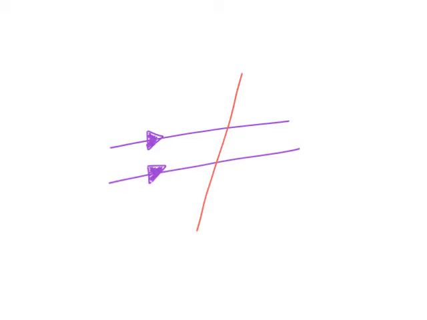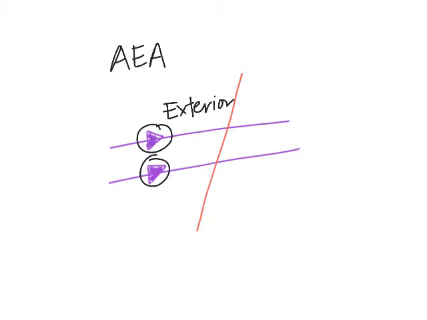All right, a third set of angle pairs that we're going to look at here are the AEA, which is alternate exterior angles. Exterior just means that they are outside of the parallel lines. Notice that I did put the arrows on here, which means that the purple lines are parallel. Exterior just means that they're not between them, they're outside of them.